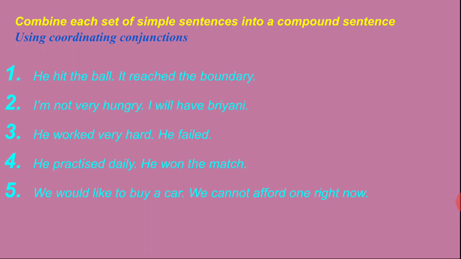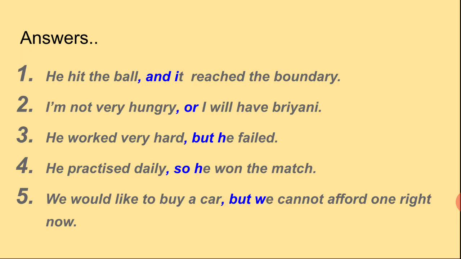He worked very hard. He failed. He practiced daily. He won the match. We would like to buy a car. We cannot afford one right now. Did you try? Only 5 sentences. Did you try to connect these two simple sentences or independent clauses to form a compound sentence using the right conjunction? Check your answer. He hit the ball and it reached the boundary. I am not very hungry, or I will have biryani.